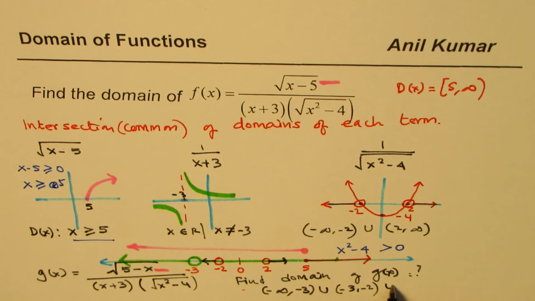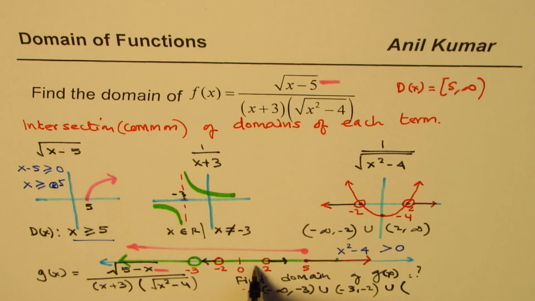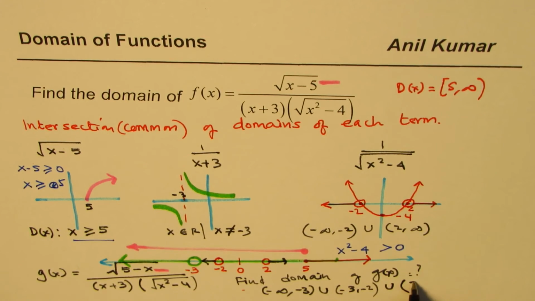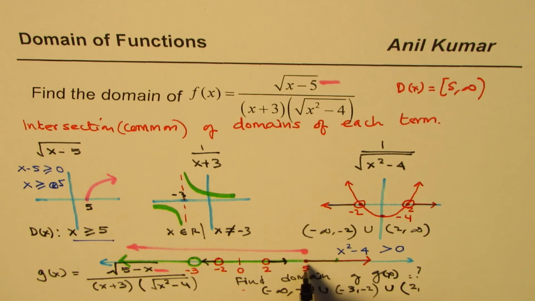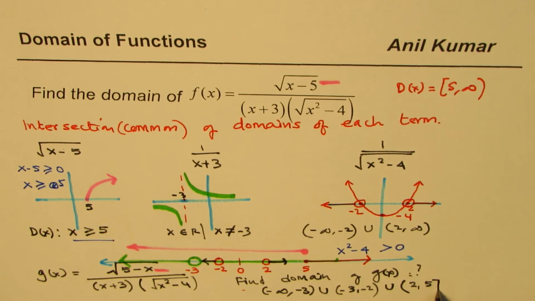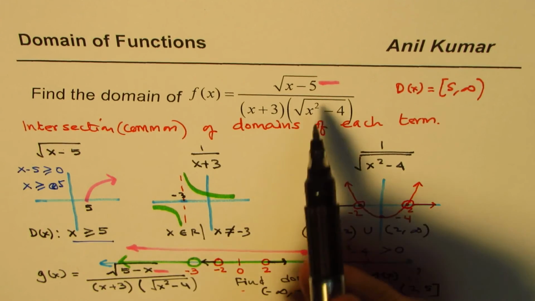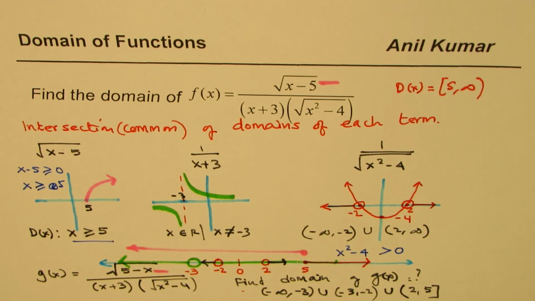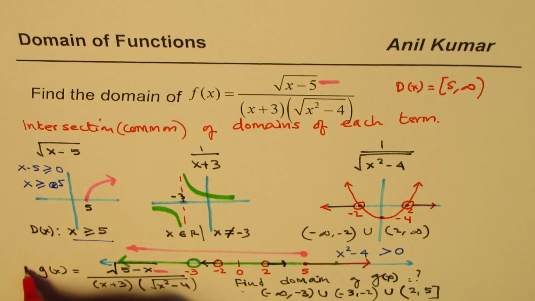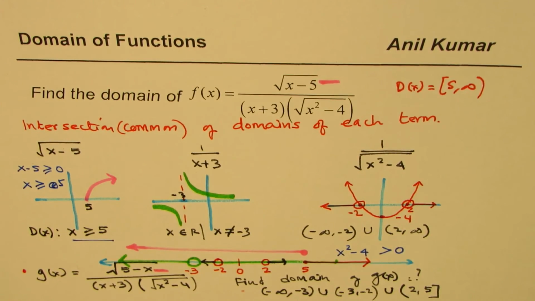So we get this union, not including 2 because that gives you an asymptote, but you could include 5, right? So we have 5 included. So that becomes the domain when I change the function to this one, right? So let me highlight this. Okay. So that was the test question for you.